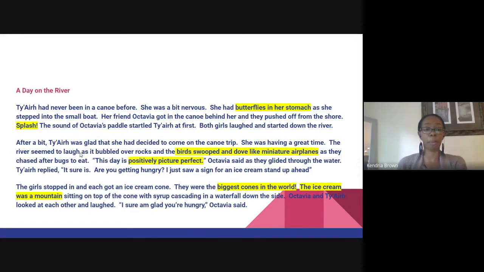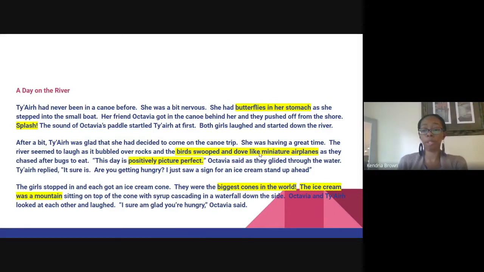That is an example of personification because the river is not human, so it can't technically laugh. But they're describing it as though it's human. So if you've written that down, that is correct. That's personification.